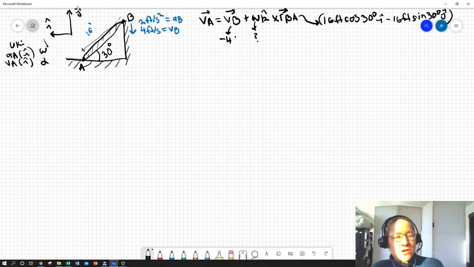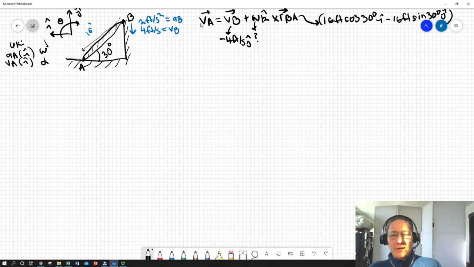So j hat is positive upward, i hat is positive to the left, not to the right, which means my positive omega and alpha direction, the positive increase of theta for my rigid body rotation, is going to be clockwise, not counterclockwise. So if I go from B to A, I'm going in the positive i hat, negative j hat, which is why I have those written. So V_B is negative 4 feet per second j hat.